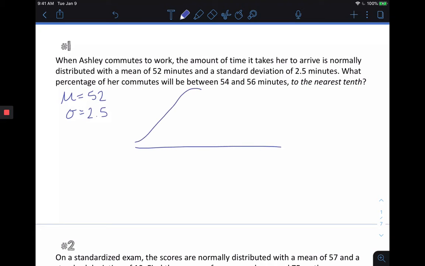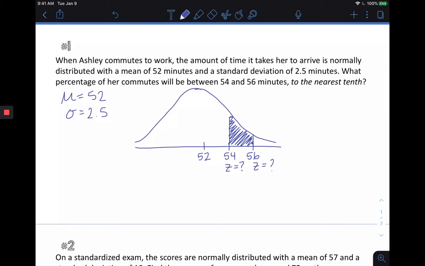So I'm going to draw a normal distribution. 52 is in the center, 54 and 56 is what we want, between those two values. So it's saying between. We want this percent. We're going to use z-scores. So I'm going to find the z-score for 54. We need to figure out what this z-score is and the z-score for 56.